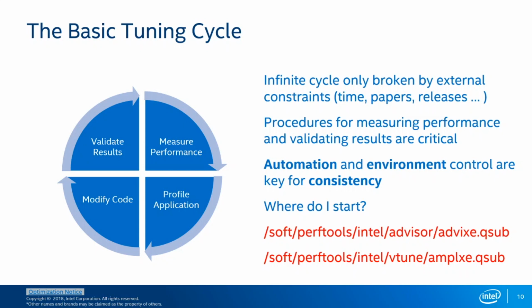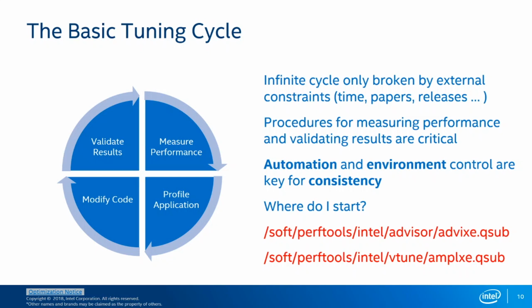Performance optimization is an iterative process. So normally you start with a code, you do some sort of a baseline performance evaluation and profiling. Then according to the results that you got, you modify the code, verify that everything is correct, and profile again. So it's quite important to have this process automated and consistent. And in order to do that, we provide some helper scripts for you to get started with.